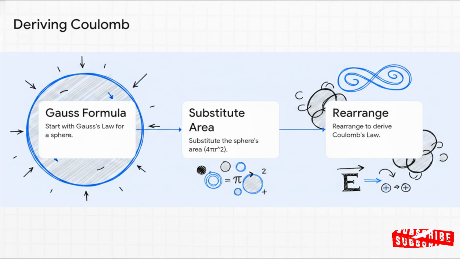All right, here is the grand finale for your quiz prep. We can actually connect all these math concepts together. If we apply Gauss's law to a perfectly round sphere, substitute in the geometric area of a sphere, which is 4 pi r squared, and then just rearrange the variables, guess what happens? We perfectly derive Coulomb's law. The ultimate plot twist of electrostatics is that Gauss's law and Coulomb's law aren't even different rules. They are literally just two different languages describing the exact same physical reality.